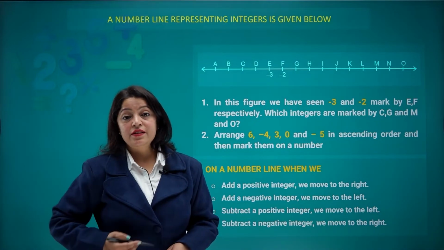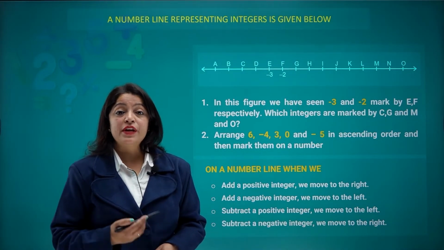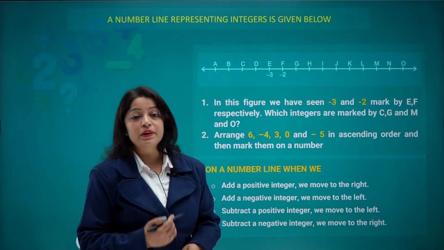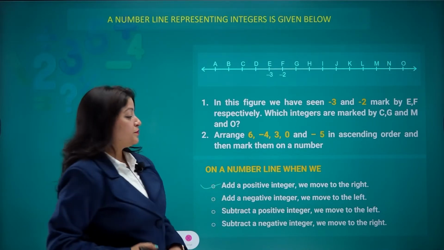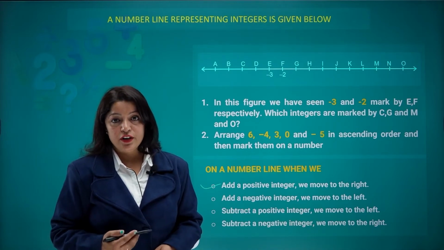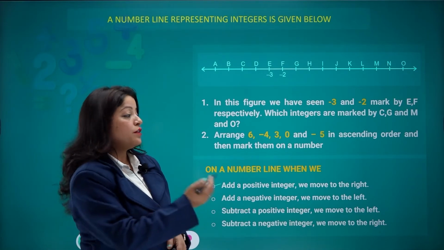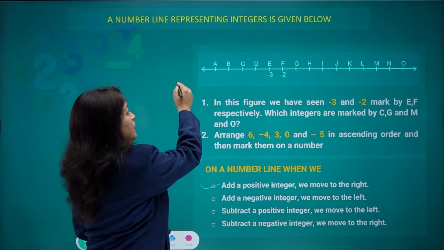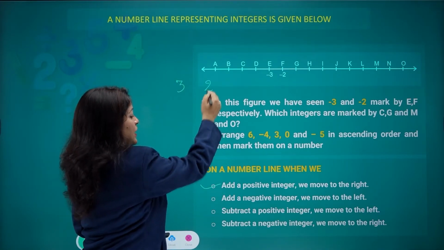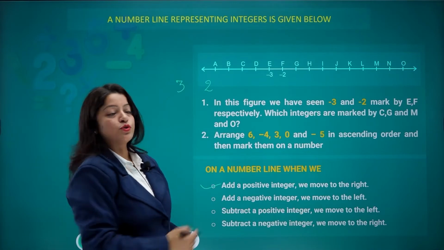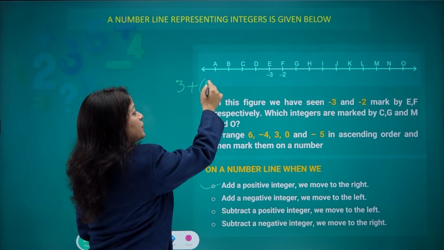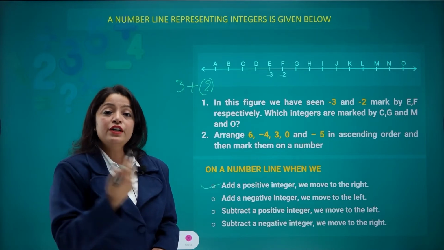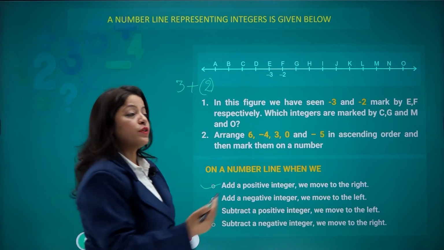So here, let us see what all operations we have to do if we have to add or subtract numbers on the number line. Let's take the first part, that if we add a positive integer, then we move to the right. What do you understand by this? Let's take an example, 3 and 2. I am adding 2, a positive integer, to the integer 3. That shows if I am adding this, I have to go to the right hand side.